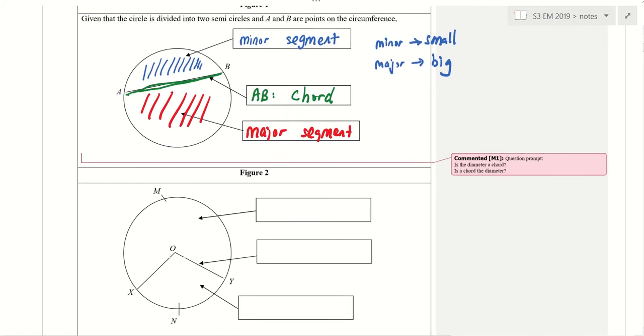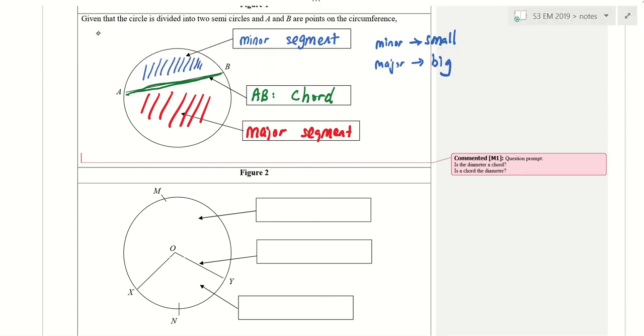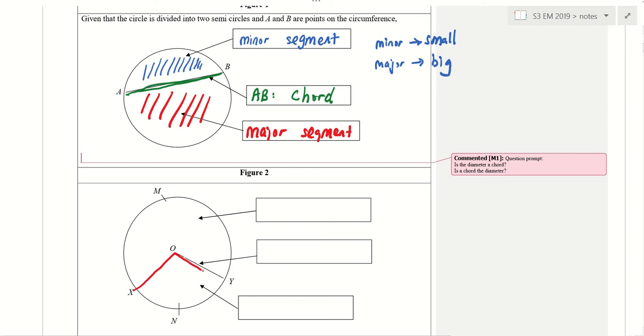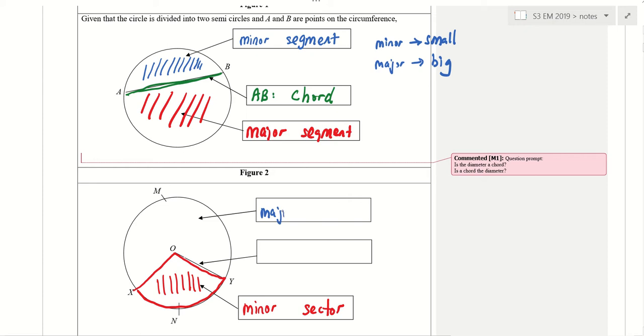Now, next one, sometimes you can recognize this shape like a pizza shape, and it's also an S word. This is referring to this area, so it's called a sector. Can you guess, is it a big or small one compared to the other one? Small. So this is called a minor sector. Then of course the other one is the major sector, and the major sector refers to the big area.